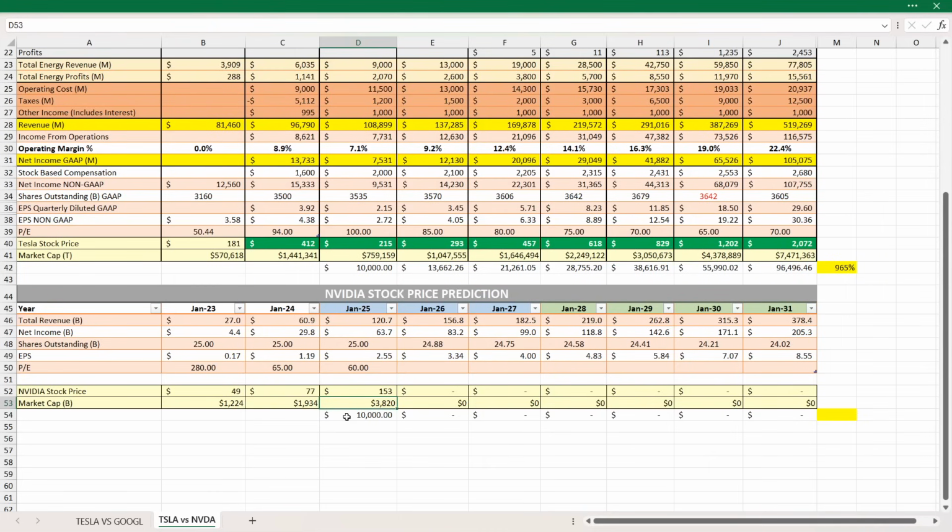But let's say at the end of this year, you decided to buy $10,000 worth of Nvidia stock at $153 a share. It's about 65, 66 shares. And you decide to hold it until 2030 to see what the return will be. So that's what we're going to do.